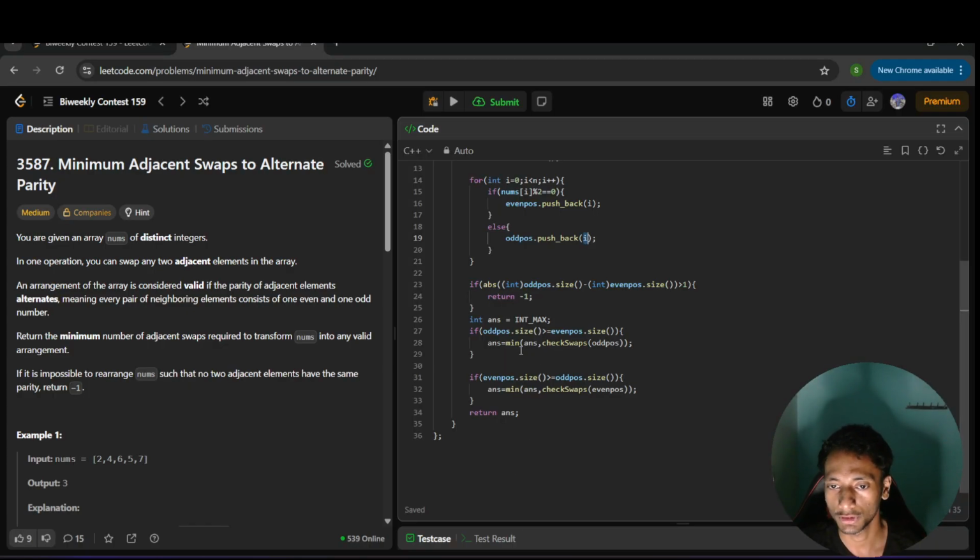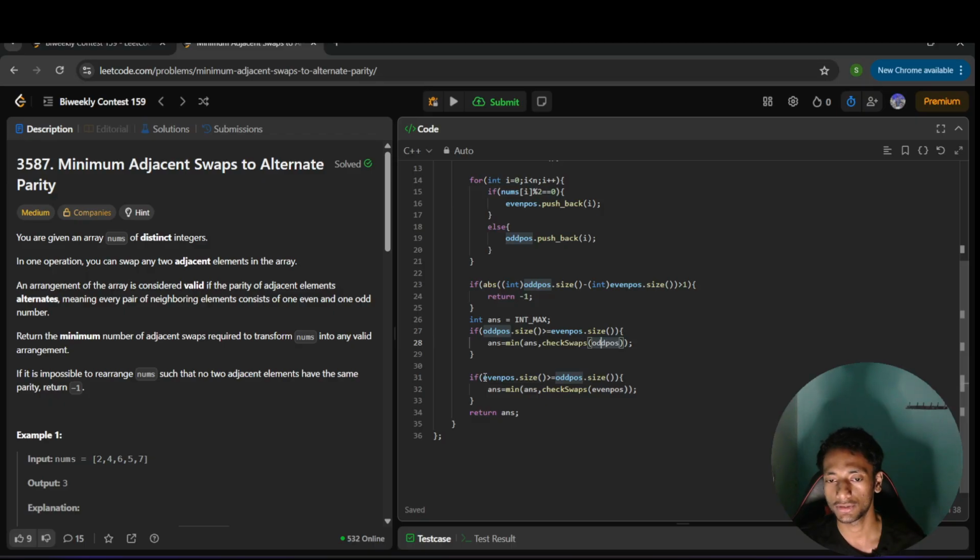Now, it is possible to start with odd if the frequency of odd numbers is greater than or equal to the even numbers. So I will call this check swipes. It will return how many swipes are required to start with odd. What we actually return: I am returning the odd vector, so I am assuming that this vector will start with 0, then 2, then 4, the next available position, in this way. Got it? So I am starting with odd, which is why I am passing the odd vector here. Clear? And I'm storing this into the answer variable.